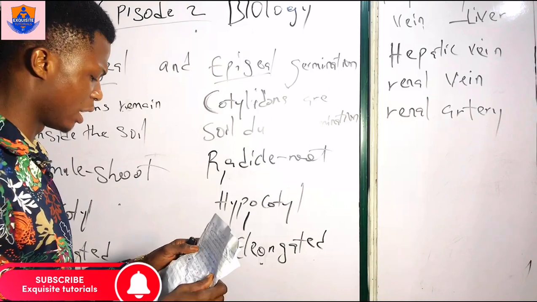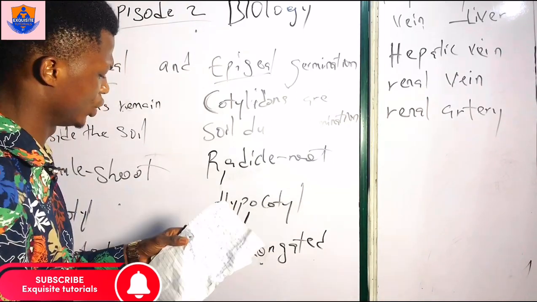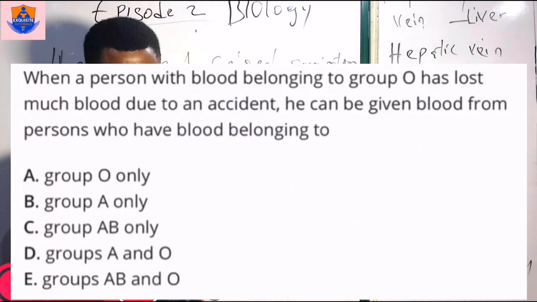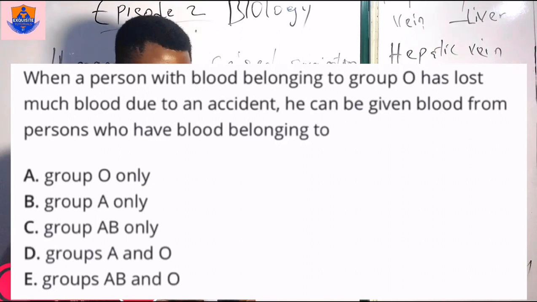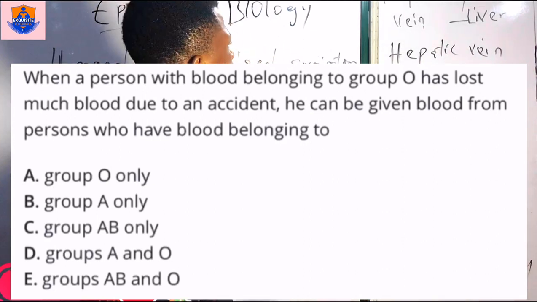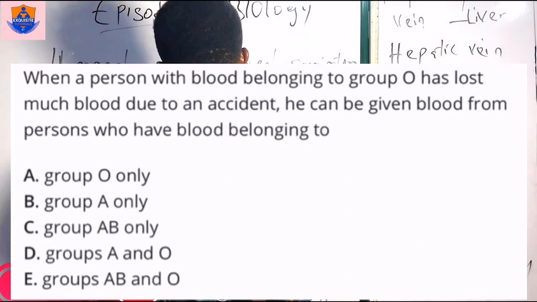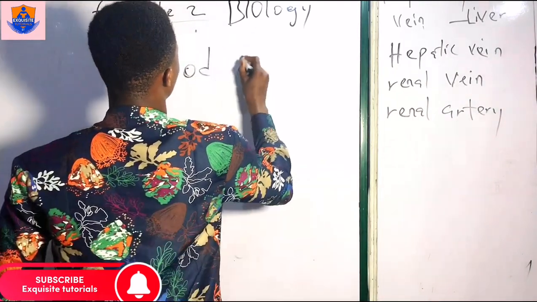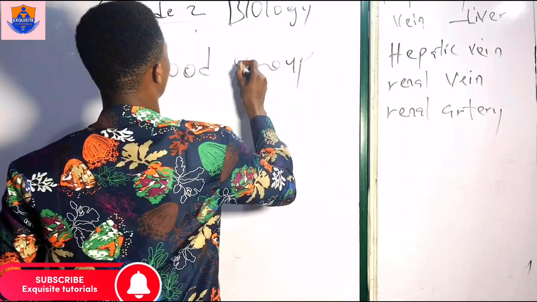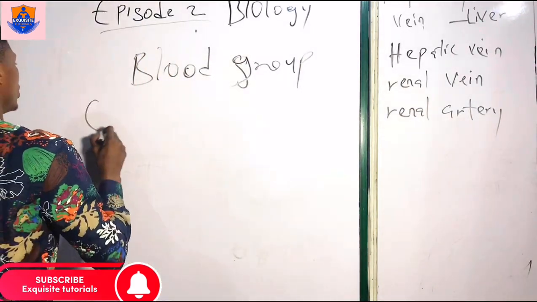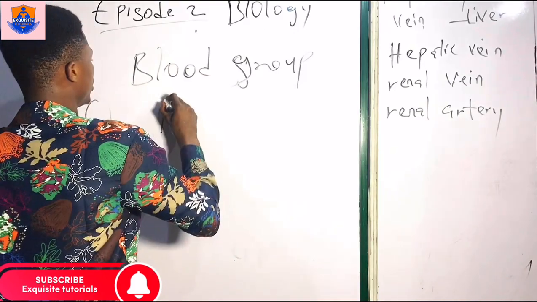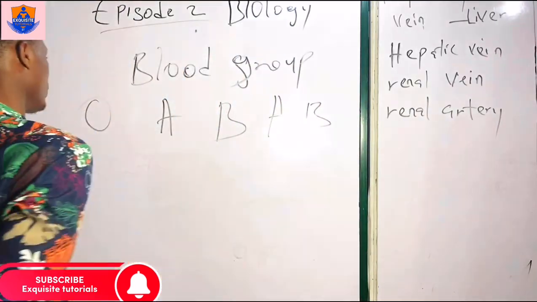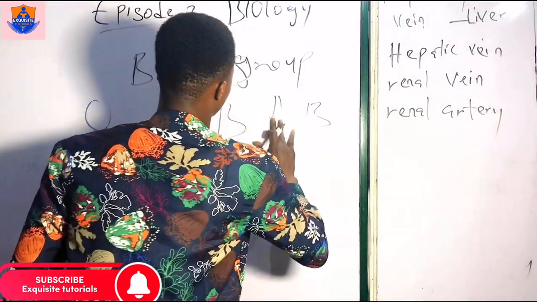Now let's talk about this last question. Question number 10. When a person with blood group O loses a lot of blood in an accident, he can be given blood from a person of blood group: okay, let's use blood groups. We have blood group O, A, B, and AB. Sorry, AB. This AB is together.